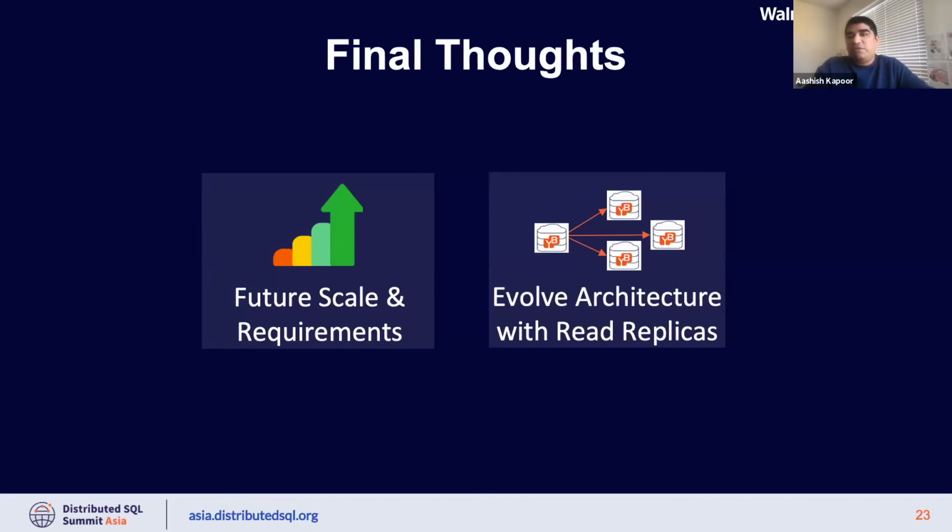Final thoughts, we're looking at future scale and requirements, and evolving the architecture with read replicas. Thank you.